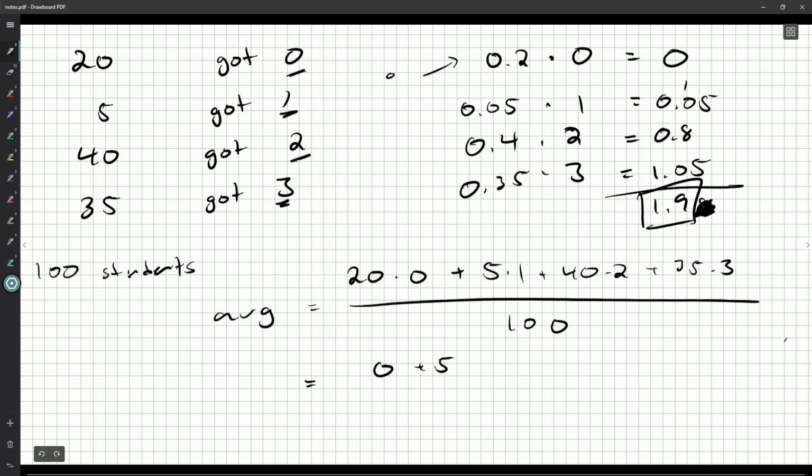So you'll get 0 plus 5 plus 80 plus 105 all over 100, and that adds up to 190 over 100, and that gets you 1.9.